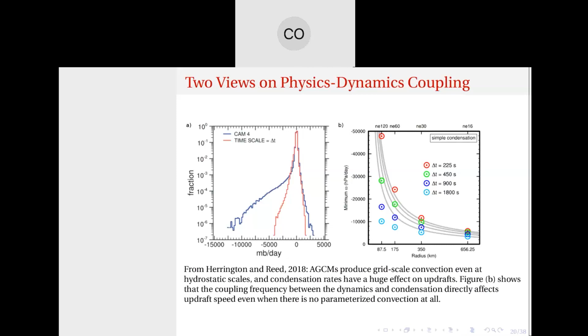Presumably the gray lines represent some kind of theoretical prediction. Do you understand, knowing this paper, why the mismatch between the theory and what these numerical experiments are showing at these scales?